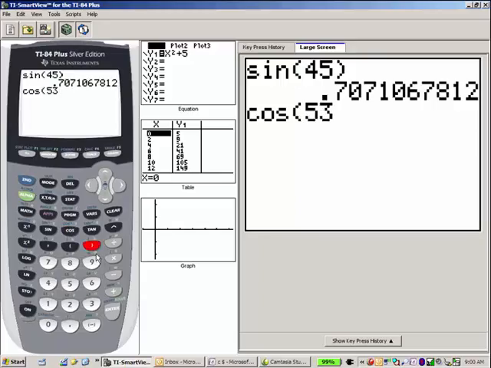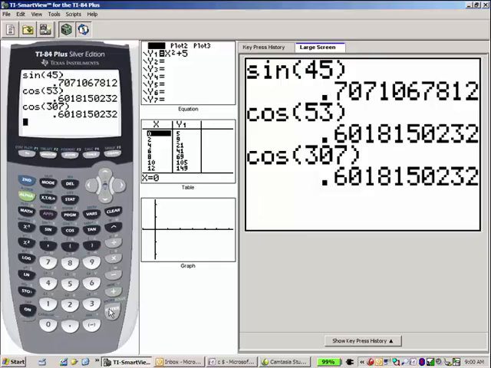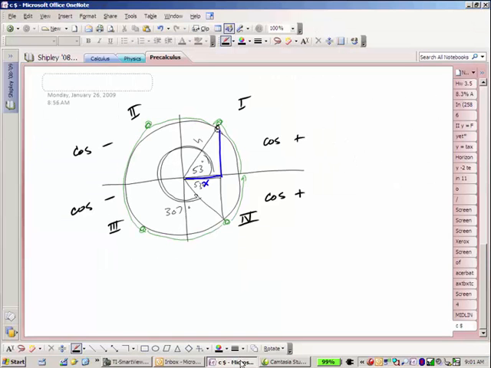If you type in cosine 53, it tells you Anne is 0.601 or 0.602 to the right of the y-axis. If we type in cosine of 307, it tells us that Anne is 0.602 to the right of the y-axis. So those cosines have the same value. Going back to my picture, does it make sense why those cosines would have the same value?